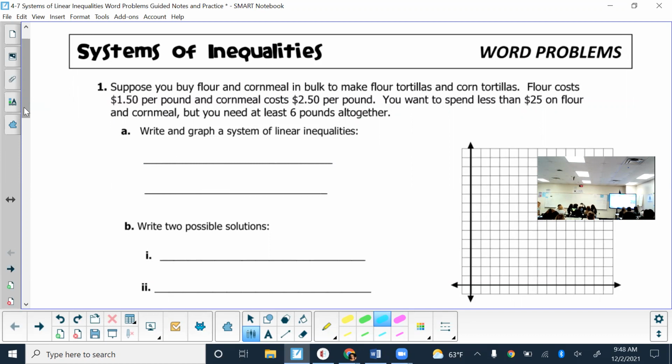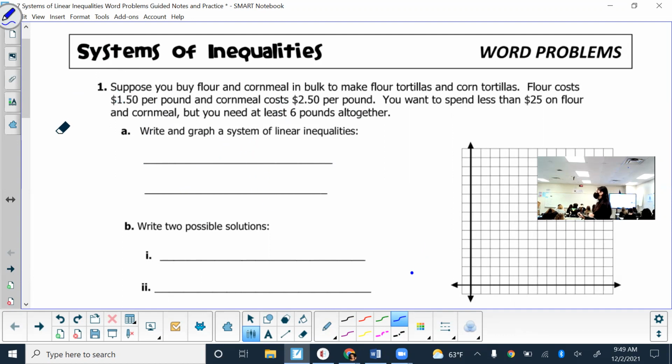All right, so flour costs $1.50 per pound, cornmeal costs $2.50 per pound, and you want to spend less than $25 on flour and cornmeal, but you need at least 6 pounds altogether. Now remember, we're dealing with systems. Systems have how many, and since we're doing inequalities, how many inequalities? 2. That's also why we have 2 spaces. So you basically need to make 2 separate inequalities.